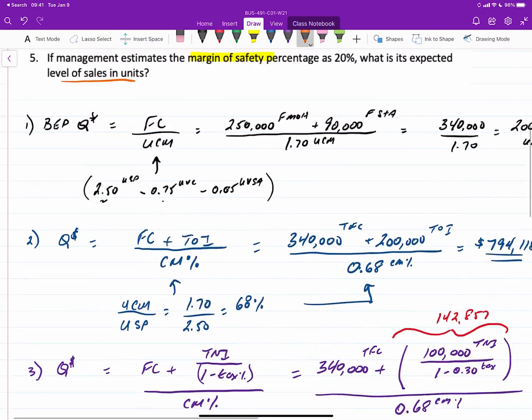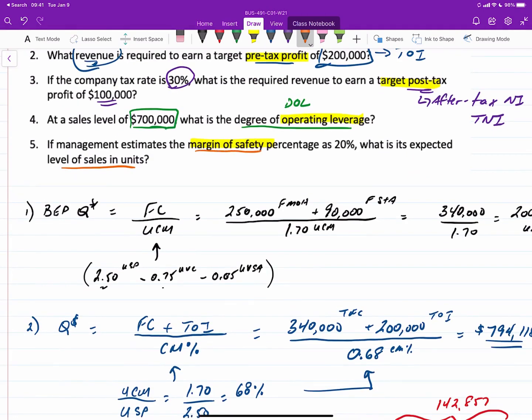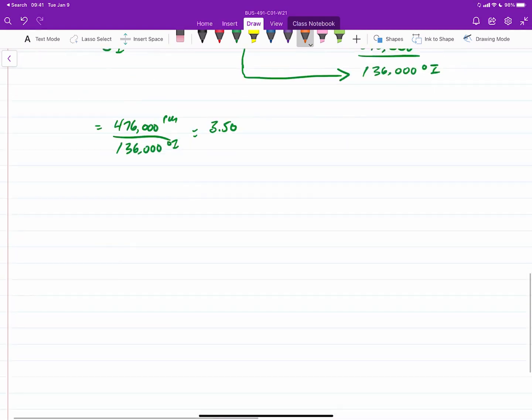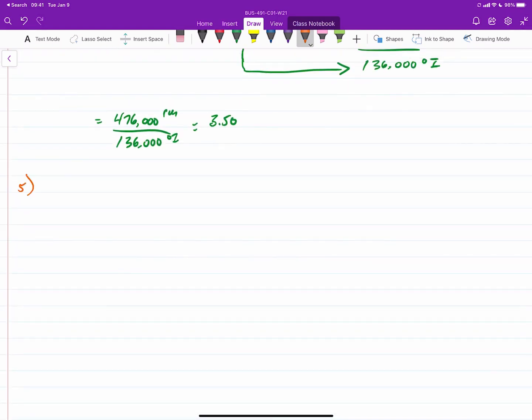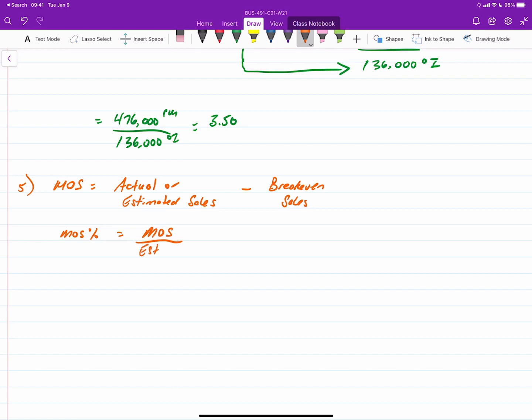Our last requirement, number 5, is to use the margin of safety, in this case the MOS, given at 20% to determine what level of sales units management needs. So if we know from the work that we talked about in class that the margin of safety is equal to actual or estimated sales, and this could be in units or dollars, minus the break-even sales. And from that, we know that the margin of safety percentage is equal to the margin of safety divided by the estimated sales, and we're going to use the estimated sales because this is what we're being asked for in this question, what the estimated sales are.